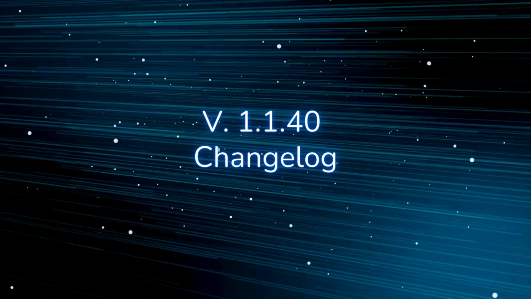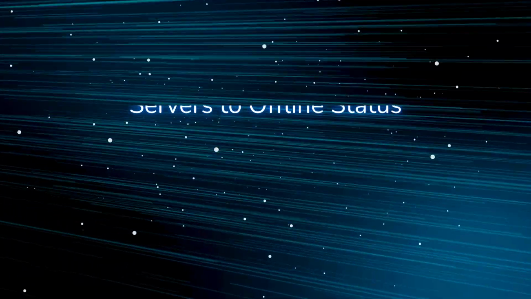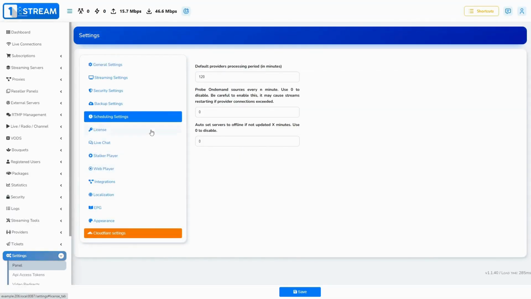Changelog version 1.1.40. Added option to auto set the not updated servers to an offline status. Go to settings, panel, and then scheduling settings.